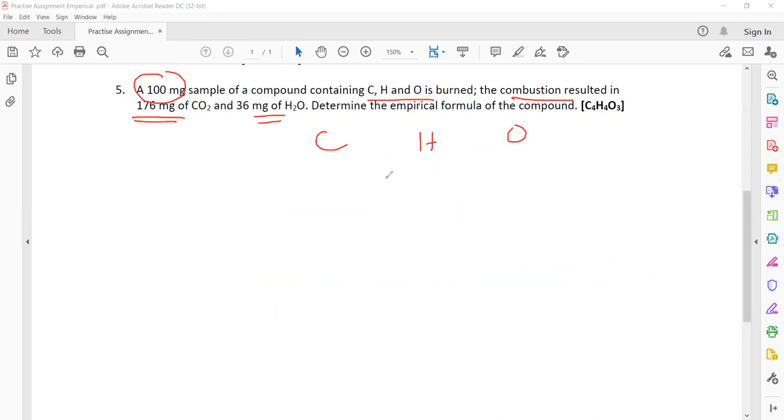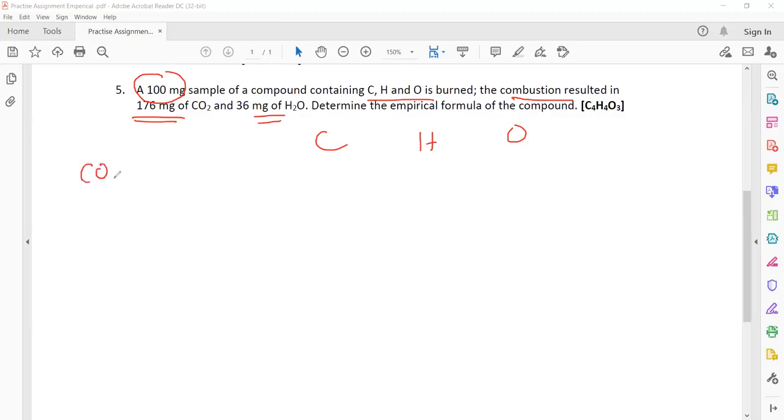But to determine the empirical formula, we should have either the percentage or mass of these elements. But we don't have anything. We don't have the percentage or mass of carbon, hydrogen, and oxygen. So how can we work out the mass of carbon and the mass of hydrogen from the carbon dioxide? First, how do we work out the mass of carbon from carbon dioxide?